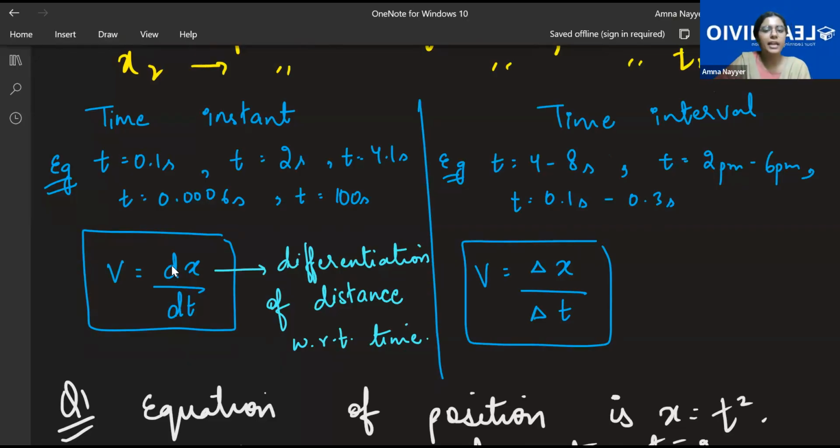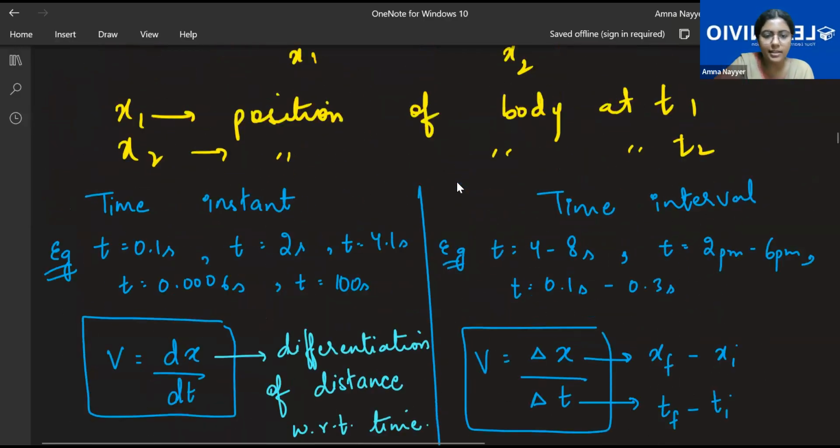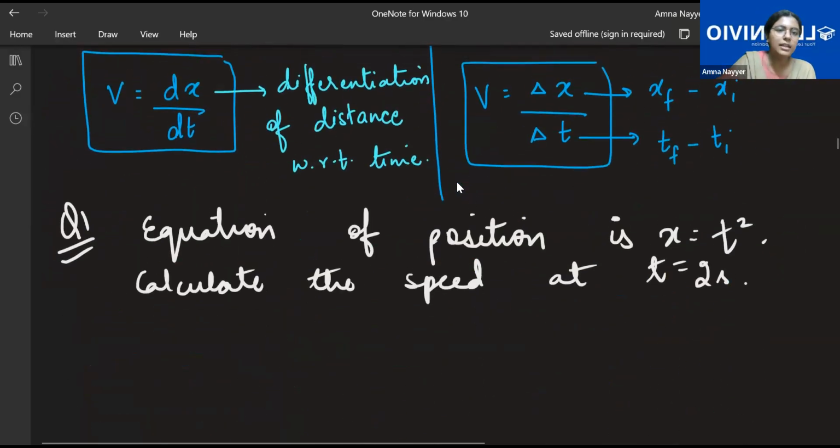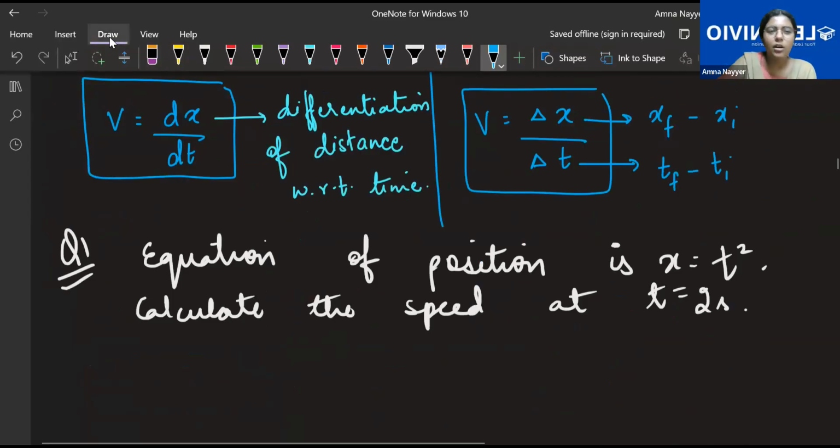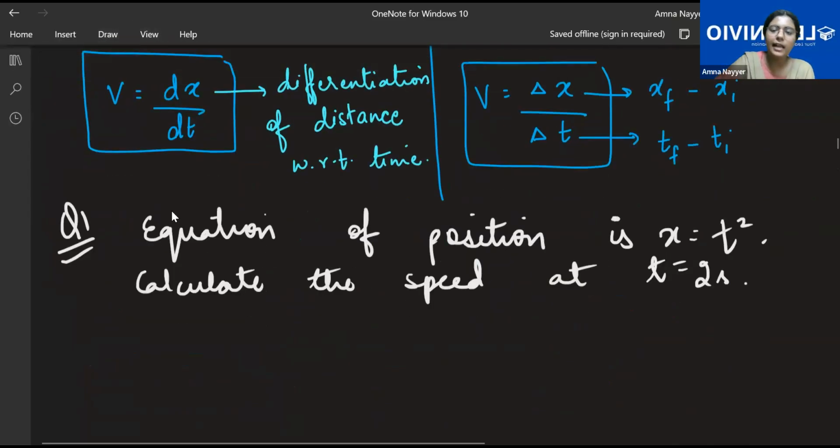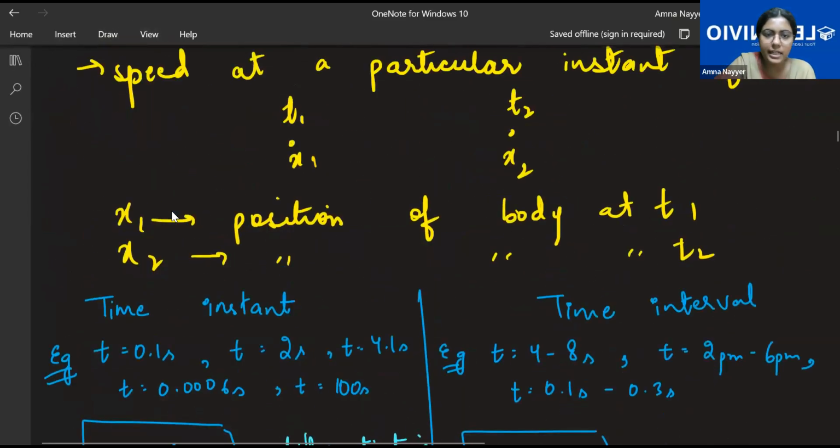Delta means when you have a finite time. So here, how can you write? The final distance minus the initial distance divided by the final time minus the initial time. That's how we write. So this differentiation part, I'll tell you here itself. For those who have forgotten, see how do we differentiate? Or this will take time then. I'll discuss these equations later on.